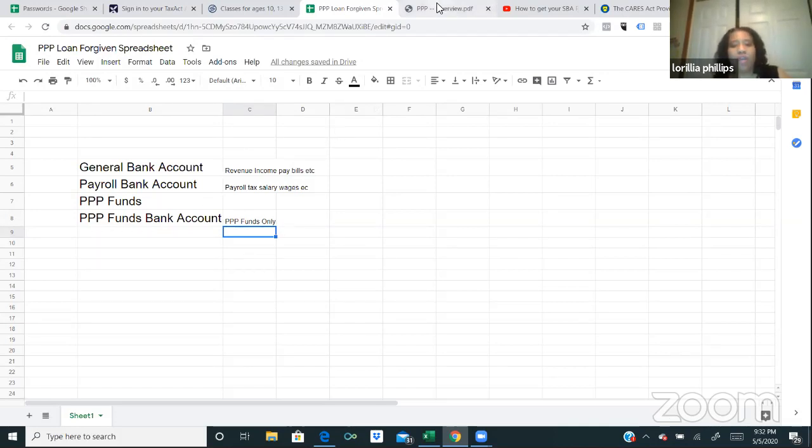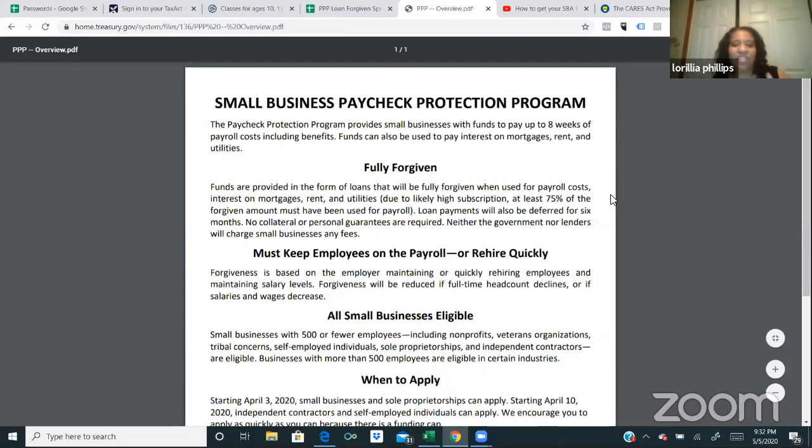Now I'm going to go back over to that Treasury sheet. Why do I want to go to the sheet? Because I want you to see in black and white what it says. It says that small businesses with funds can pay up to 8 weeks of payroll costs, including benefits. Funds can also be used to pay interest on mortgages, rent, and utilities. Now, of course, along with payroll. But this is the kicker.